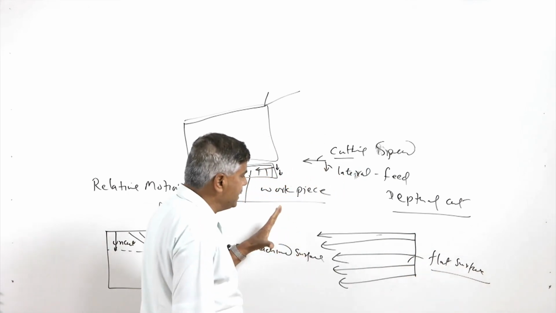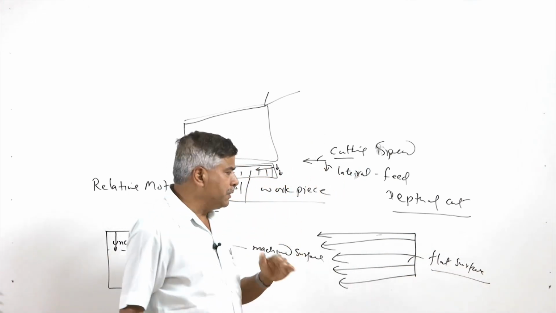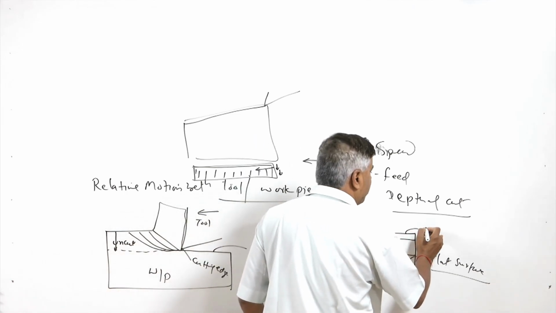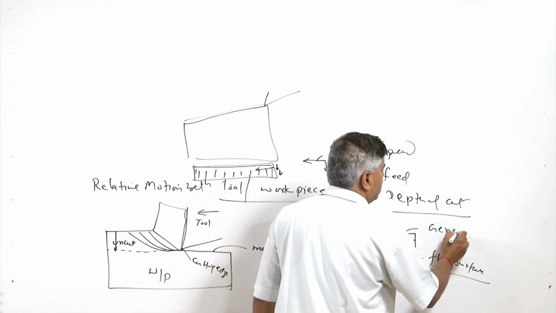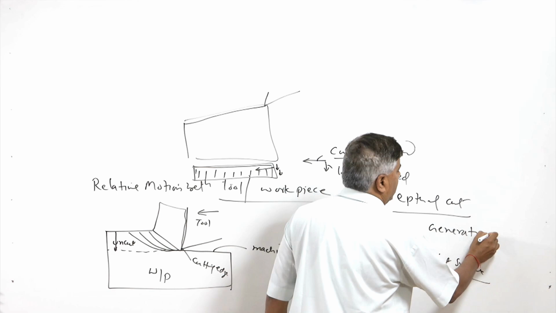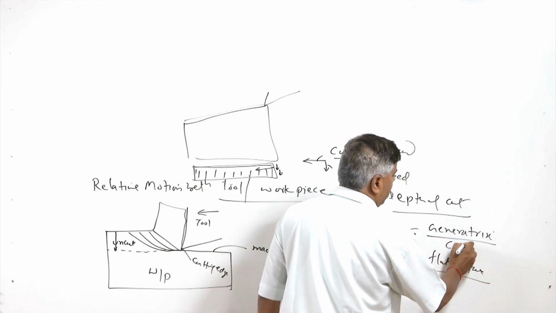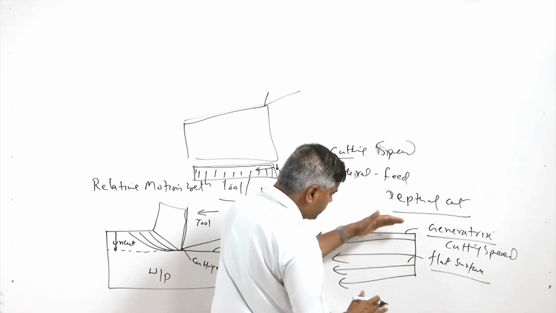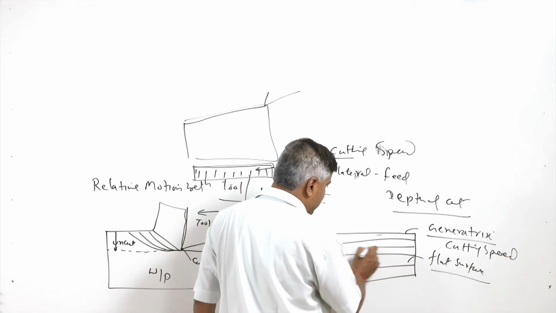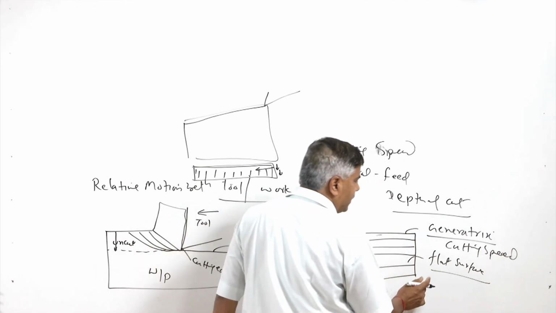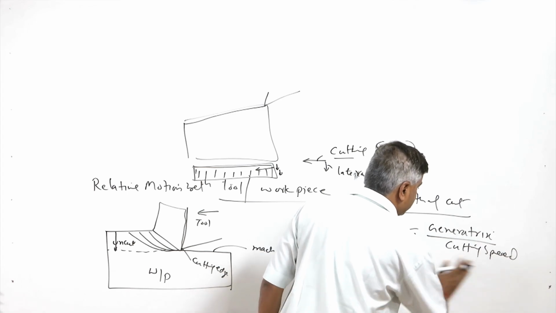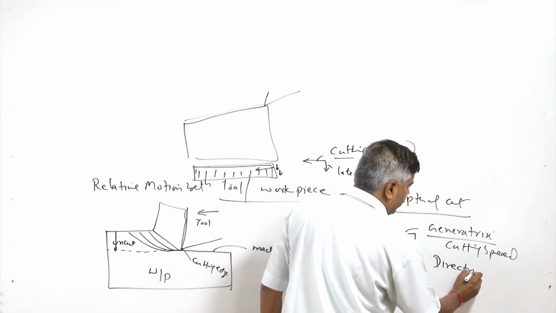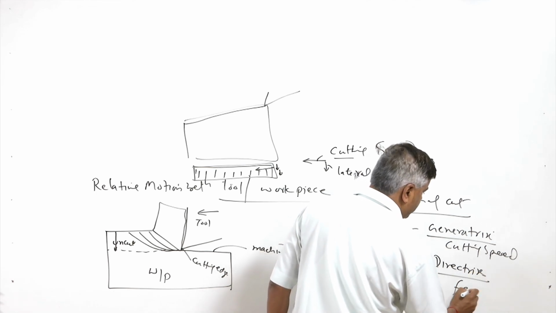So, the movement between the tool and workpiece which is generating a shape is called generatrix, and this happens due to the cutting speed, while the lateral movement, because of which the entire surface area is being covered, is called directrix. This is termed as feed.